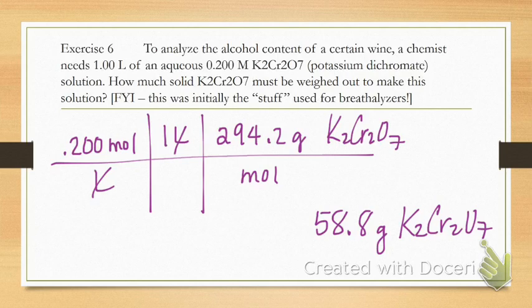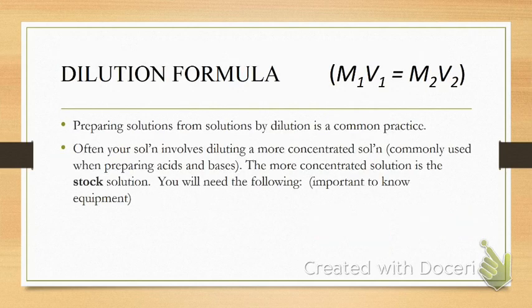Now we're going to talk about dilution. M1V1 is equal to M2V2. M1 and V1 are your initial molarity and volume. They're always going to be bigger because they're your concentrated solution. This is how I make acids. We buy acid in concentrated form because it's easier to store, and then I dilute it. By the way, if I'm diluting it, how do I do it? Add acid to water. That's a sidebar.